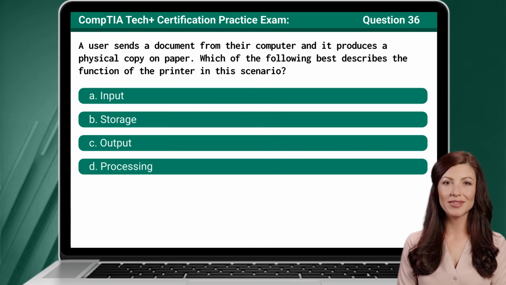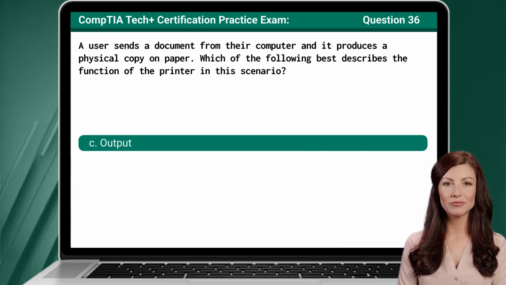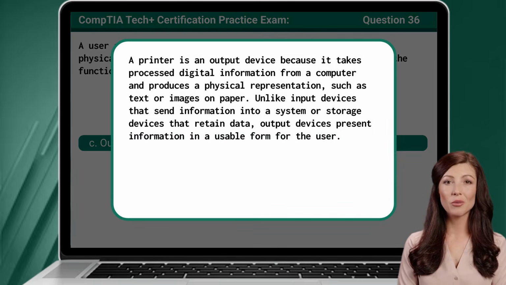The answer is C. Output. A printer is an output device because it takes processed digital information from a computer and produces a physical representation, such as text or images on paper. Unlike input devices that send information into a system, or storage devices that retain data, output devices present information in a usable form for the user.